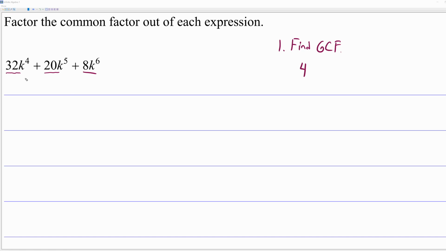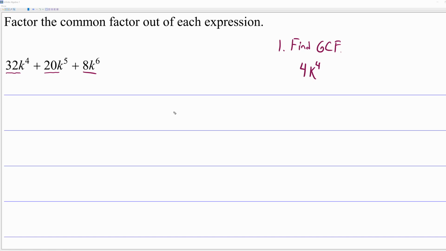And then for the variable portion, we have 4 k's, 5 k's, and 6 k's. So the most k's that they have in common is 4. So we're limited by the 4 k's that we have in this first term. That's the most that they have in common. And now we're ready to take out this common factor.